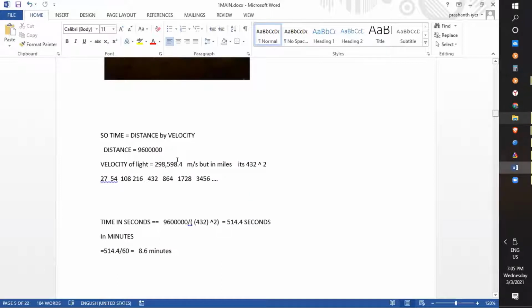We know the velocity, we know the distance. So all you have to do is calculate 960 into 10 to the power of 5 divided by 432 square. You get 514 seconds. Now, what is so great about this, you might ask? Let's convert it into minutes. It takes 8.6 minutes for light to reach Earth.